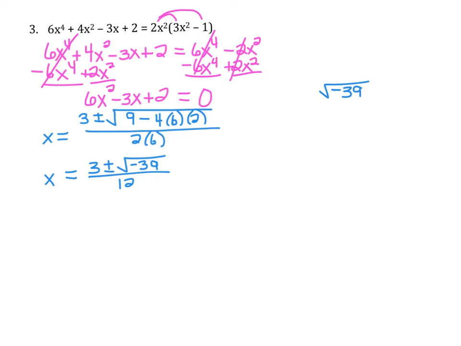All right, well, here's the deal. 39 is not a perfect square, and there is no perfect square that divides evenly into 39 other than 1. I mean, if you want to break this up into radical 1, radical 39, you can. But the square root of 1 is just 1, so it's kind of pointless. I'm going to erase this part of it.